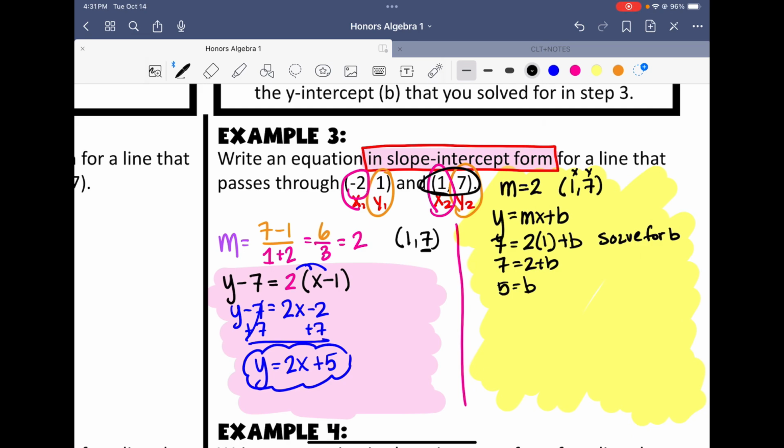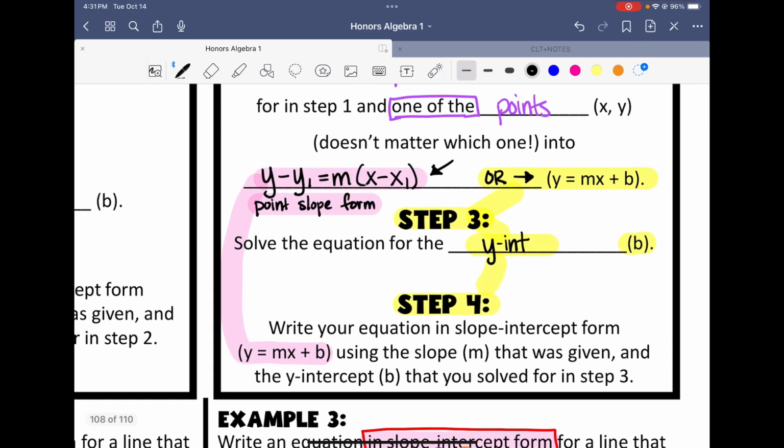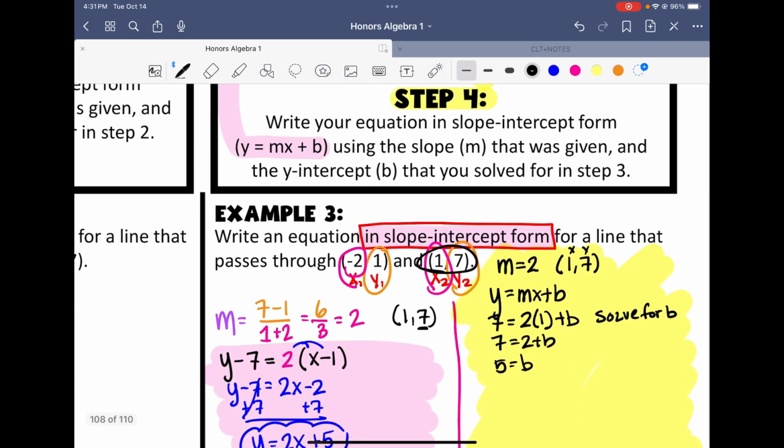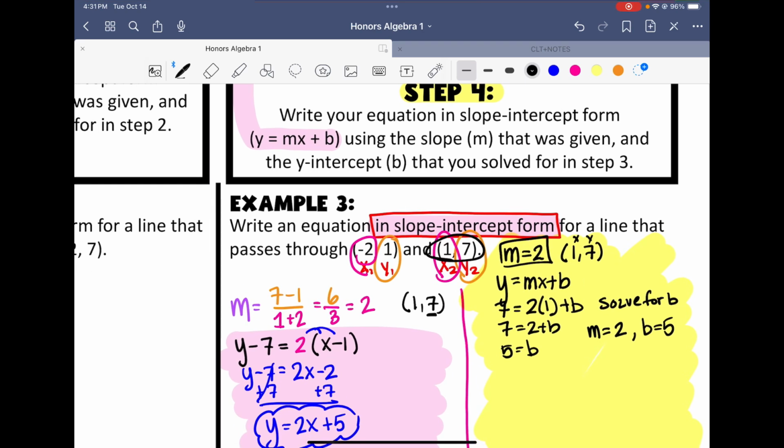All right, so I know my y-intercept is 5. So now, according to this, we solve for the y-intercept, and then we write our equation in slope-intercept form using the m. So now I know what m is, and I know what b is. I know m is 2 from up here. I know the b is 5. And so now I can write my equation in slope-intercept form. So it's y equals m, which is 2, x, plus the y-intercept, 5.